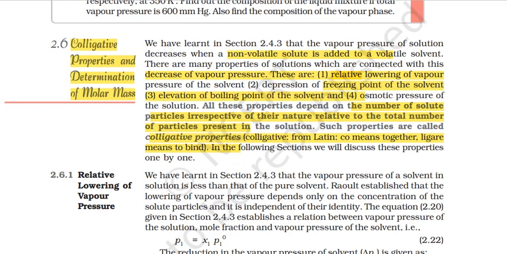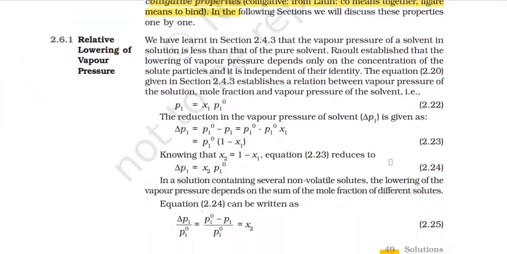Now we have relative lowering of vapor pressure. Vapor pressure of a solvent in solution is less than that of the pure solvent. Raoult established the lowering of vapor pressure depends only on the concentration of the solute particles and it is independent of their identity. Raoult again established that whatever the lowering in vapor pressure is, it will depend only on their number of moles, irrespective of the nature.